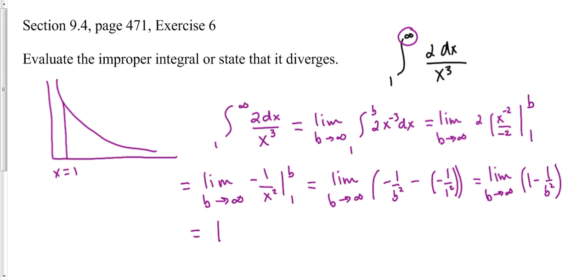Now obviously if the limit exists, the improper integral converges. And if the limit doesn't exist, the improper integral diverges. And because our integral here from 1 to infinity of 2 over x cubed dx is equal to 1, that means that the improper integral converges.